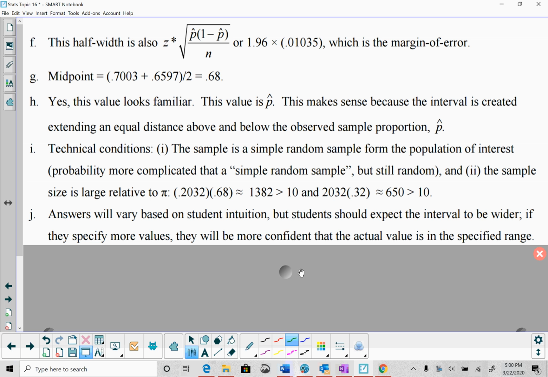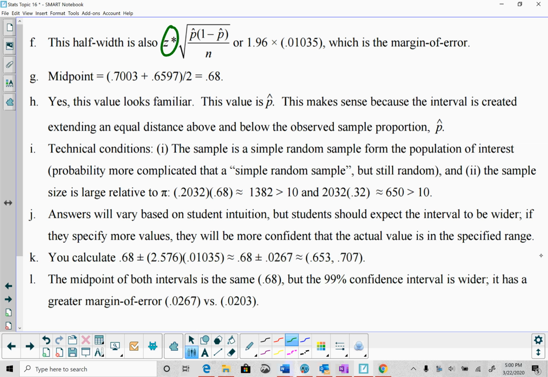All right, so then they tell you to calculate the 99% confidence interval. Now, the only thing that's going to be different here is that value for z star. Everything else is going to be the same. So now, for a 99% confidence interval, our z star number has to be 2.576. And again, hopefully you got that from the chart and maybe your post-it note. Crunch the numbers, again, add, subtract, so we get 0.653 to 0.707.